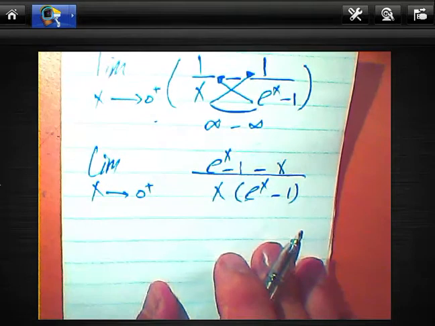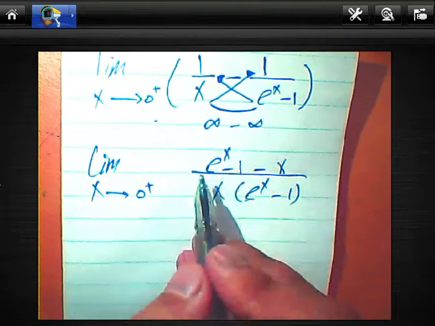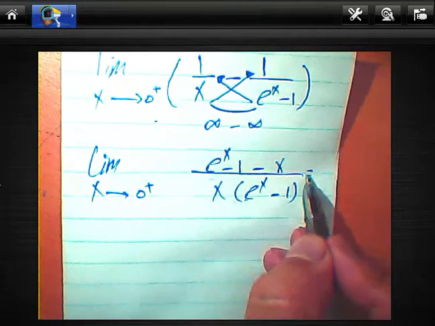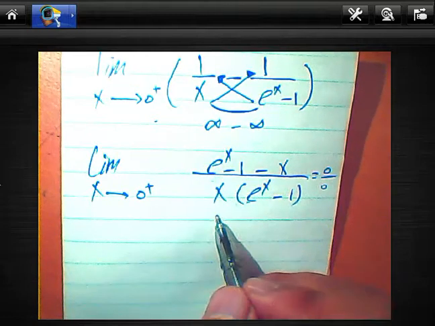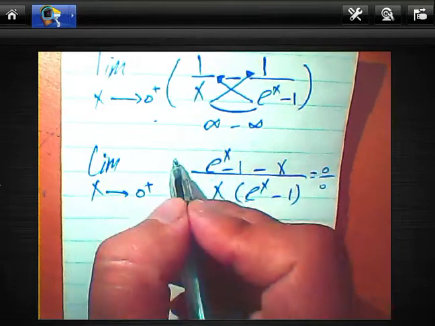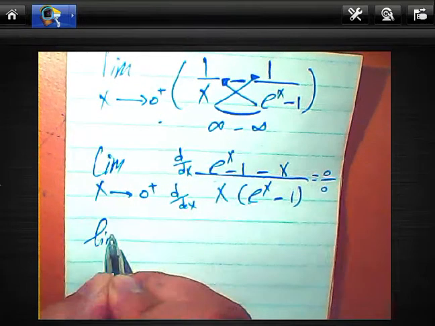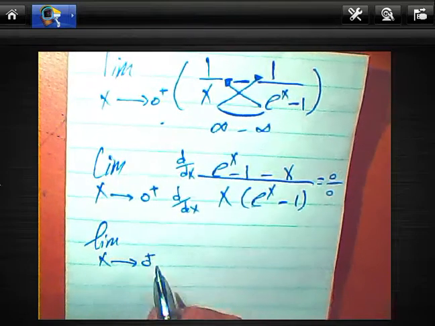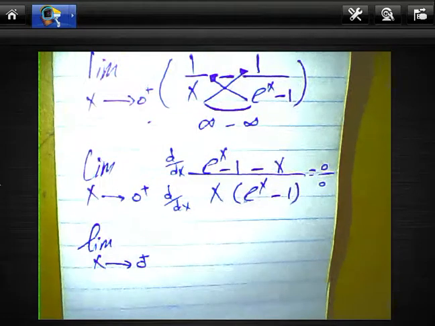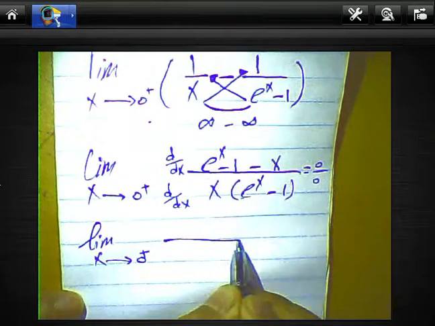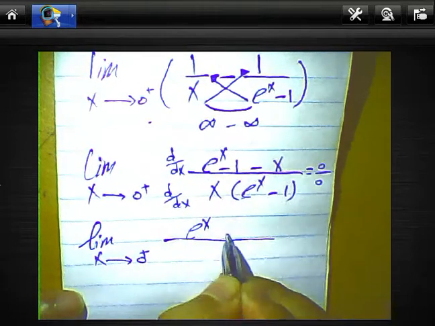So we can find the derivative of the numerator and denominator. If you put 0 here, the result will be e^0 equals 1, 1 minus 1 equals 0, and 0 times a number equals 0, so it's undefined. So we must use the derivative of the numerator and denominator. The derivative of e^x is e^x, minus 1 equals 0, and the derivative of negative x will be negative 1.